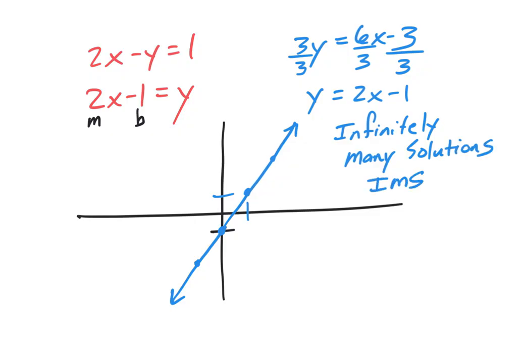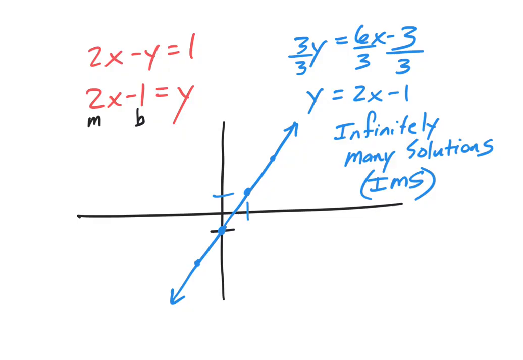I like to abbreviate it IMS for short. Just know what it means. It means lots of points work here. So it's, once again, not just one ordered pair, but a bunch of ordered pairs would work. It's not all real numbers because not everything works. That's different. All real numbers means everything works here, only specific points work.